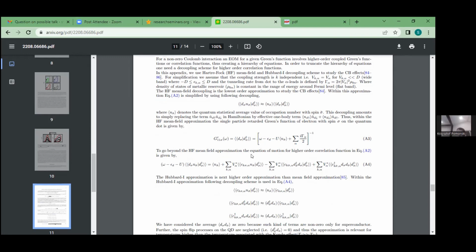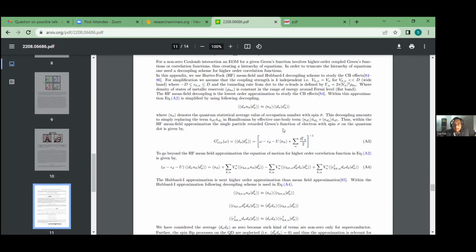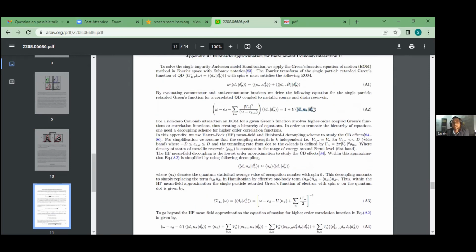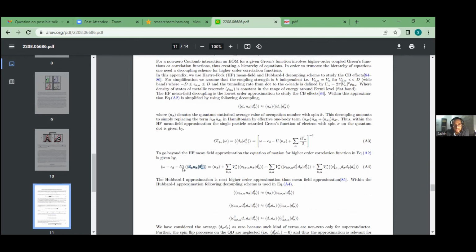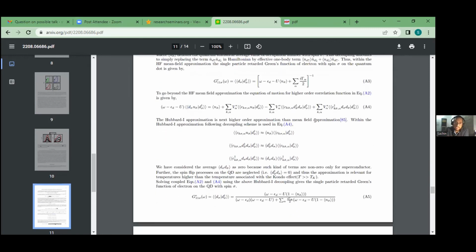Then for higher order approximations we have to calculate the Green functions of these higher order functions also. Here I have shown this kind of Green function for these higher order functions. And this higher order Green function also contains several other Green functions. This is much higher than that. So one needs to use another approximation known as the Hubbard one approximation. All these things are clearly mentioned in the papers.